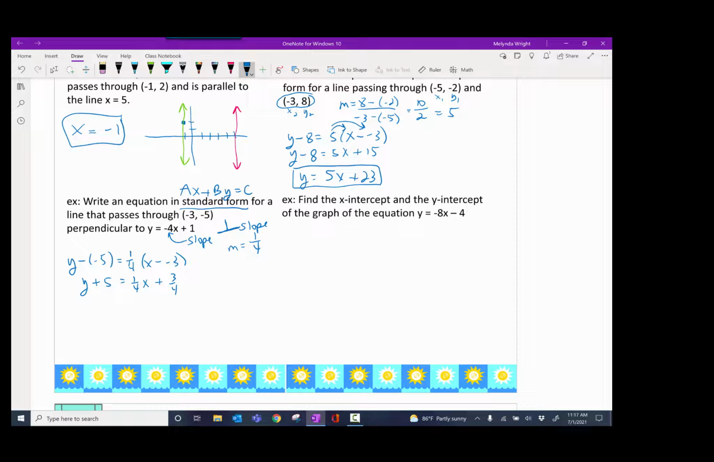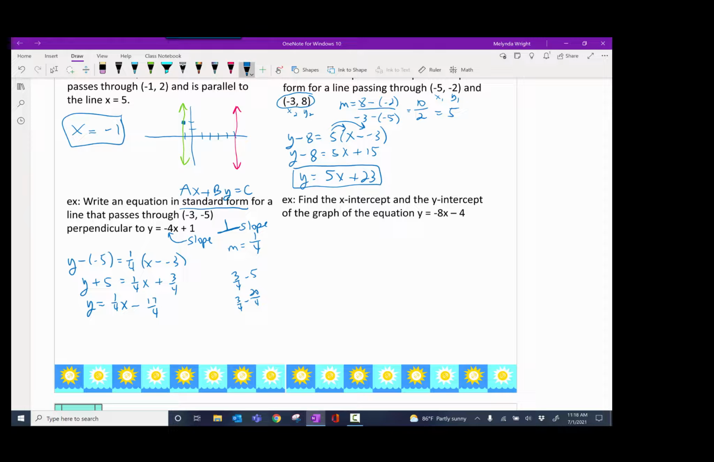And so let's go ahead and move the 5 over. So we would subtract 5 from both sides. Let's just do a little scratch work out here. So we would need to do 3/4 minus 5. That means we need a common denominator, which would be 4. So 5 times 4 is 20. So that'd be negative 17/4. Well, okay, that's all right.